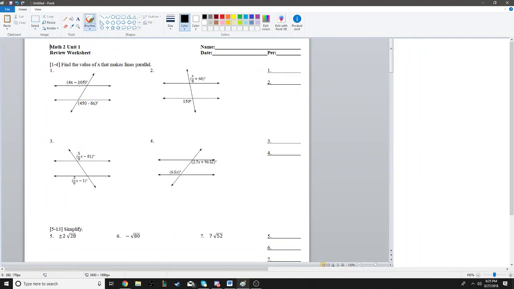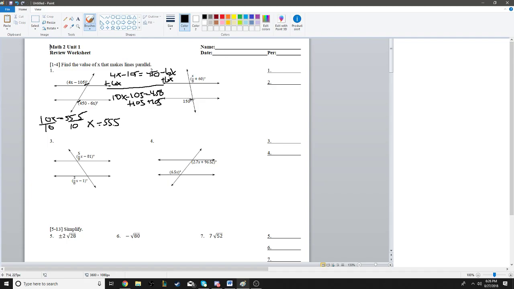So number one, these are alternate exterior angles right here and right here, which means they're equal to each other. So 4x minus 105 is equal to 450 minus 6x. We're going to add 6x to both sides, and that gives us 10x minus 105 is equal to 450. Then we're going to add 105 to both sides, and we're left with 10x is equal to 555. And then divide both sides by 10 to get x is equal to 55.5.